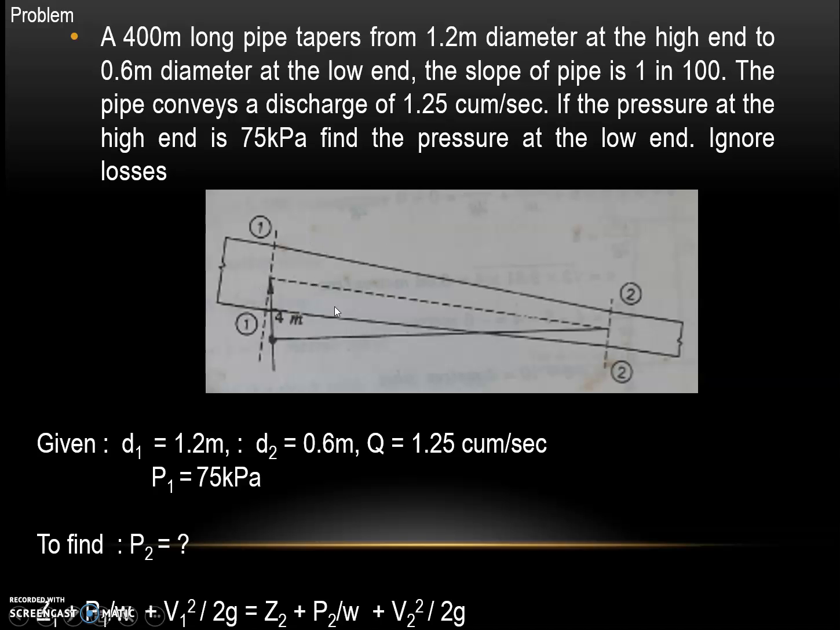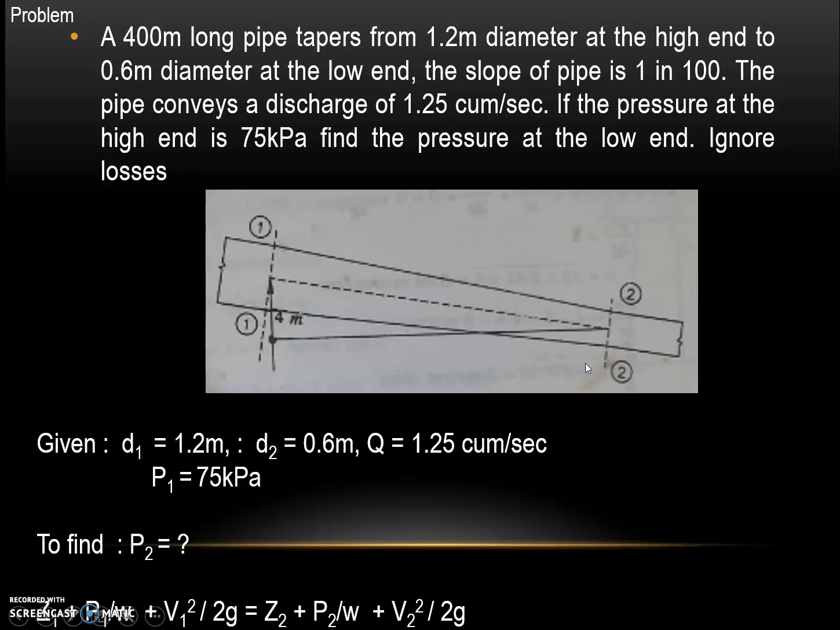If the pressure at the high end, that is P1, is 75 kPa, we need to find out the pressure at the low end. And here it is mentioned that we need to ignore losses. So to begin with, we will write down the given data. D1 is equal to 1.2 meter, D2 is 0.6 meter, Q is 1.25 cubic meter per second, P1 is 75 kPa. With these data given, we need to find out P2.